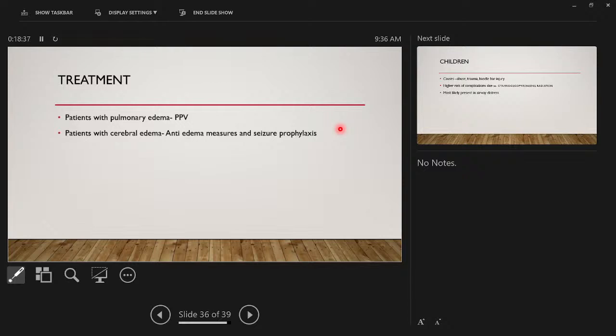For treatment, the patient with pulmonary edema needs positive pressure ventilation, and the patient with cerebral edema needs anti-edema measures with seizure prophylaxis.